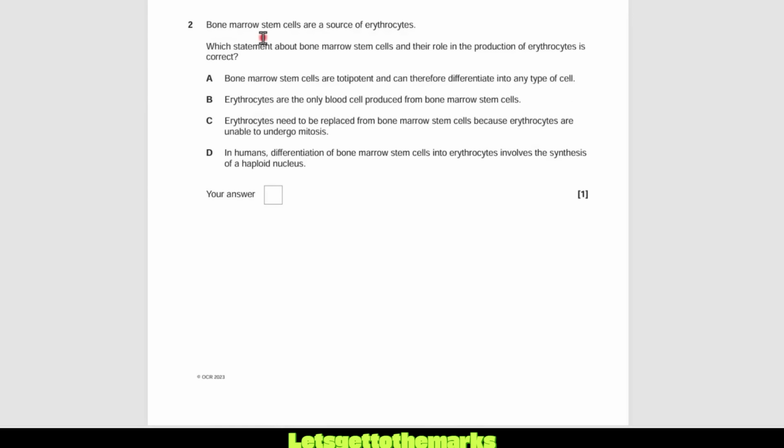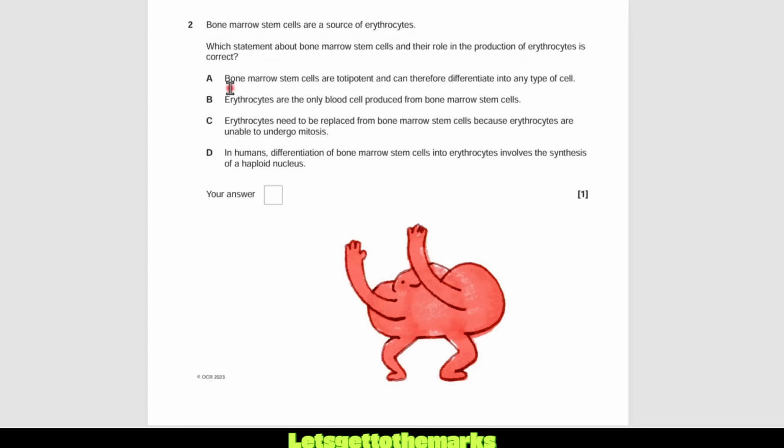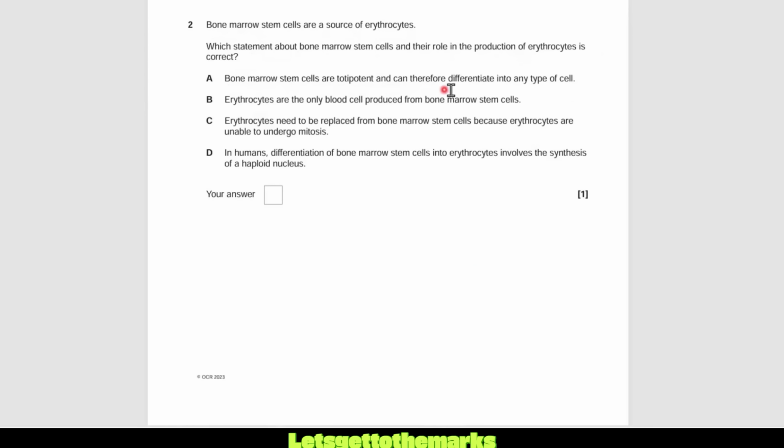Right. Bone marrow stem cells are a source of erythrocytes. That's red blood cells. Which statement about bone marrow stem cells and their role in the production of erythrocytes is correct? A. Bone marrow stem cells are totipotent and can therefore differentiate into any type of cell. B. Erythrocytes are the only blood cell produced from bone marrow stem cells. C. Erythrocytes need to be replaced from bone marrow stem cells because erythrocytes are unable to undergo mitosis. D. In humans, differentiation of bone marrow stem cells into erythrocytes involves the synthesis of a haploid nucleus. So which one of these statements is a true statement? Pause the video, have a go.